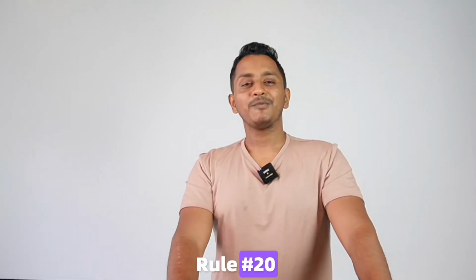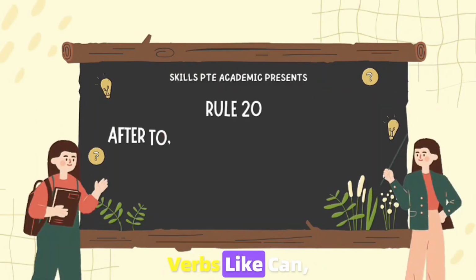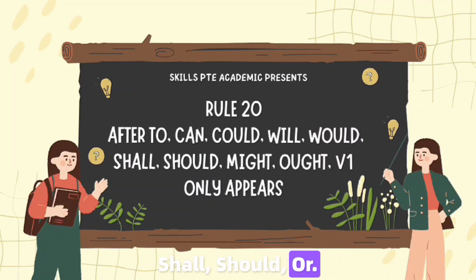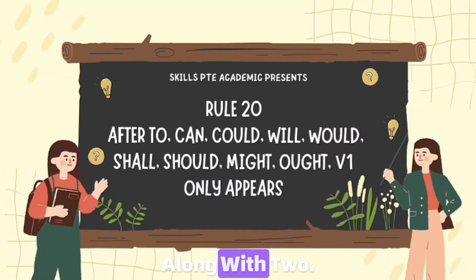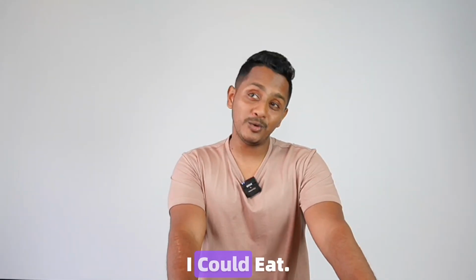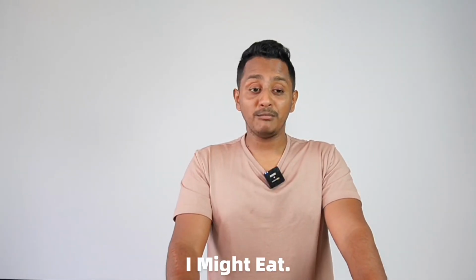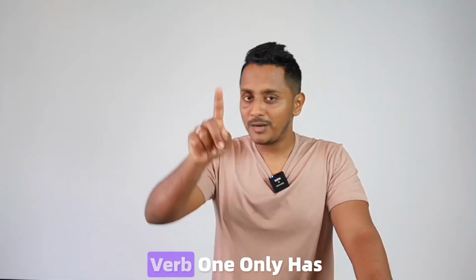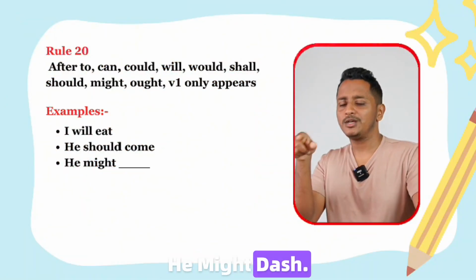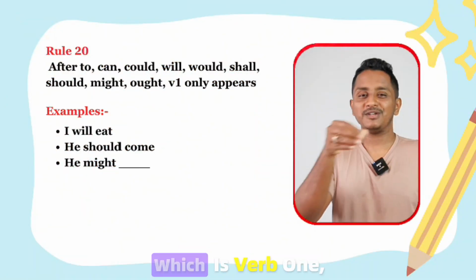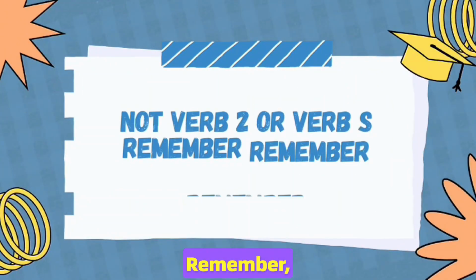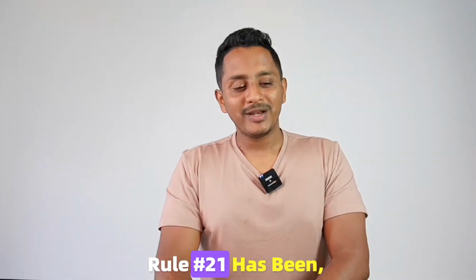Rule number 20. Modal verbs like can, could, will, would, may, might, shall, should, ought. Any of these comes, along with it you have to use verb 1. I can eat, I would eat, I could eat, I should eat, I might eat, I shall eat. Verb 1 only has to come. I will eat, he should come, he might sing. Your eyes should go to that option which is verb 1, not verb 2 or verb S. Remember, remember, remember.